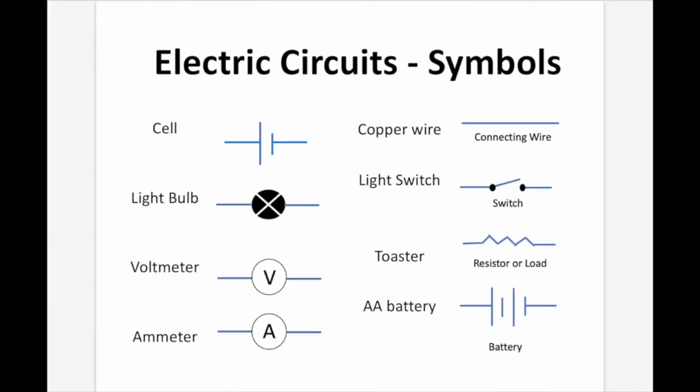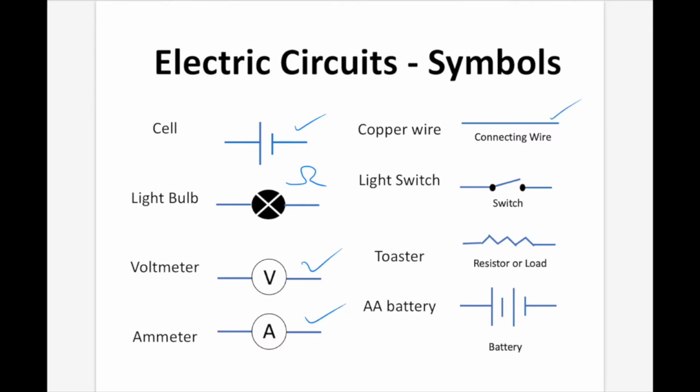Now the symbols that we covered as well include the cell, so that's going to be a large line followed by a small line. The light bulb, which when I draw it, I typically draw it just as an X. Sometimes you'll see it drawn more like this kind of shape, but I typically just draw it as an X. A voltmeter, an ammeter. Wire is just going to be a straight line using a ruler.